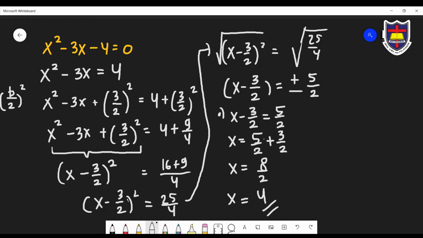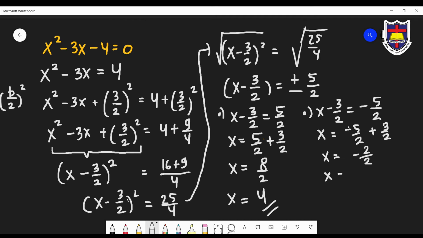And then the second root, we write x minus 3 over 2 equals minus 5 over 2. So we have x equals minus 5 over 2 plus 3 over 2. So we have x equals (minus 5 plus 3) over 2, which is minus 2 divided by 2, so x equals negative 1. So this is the second root. The solution set is 4 and negative 1. So this is the answer.